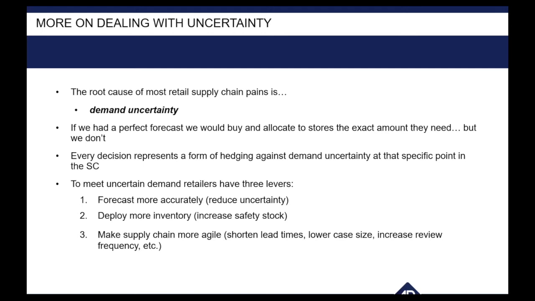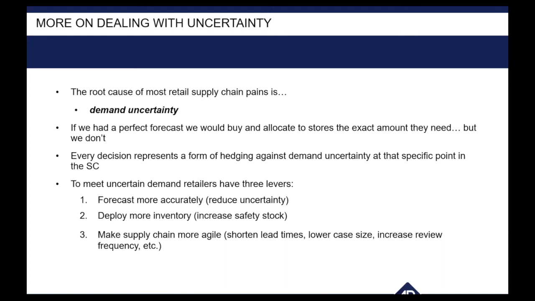For example, forecasting more accurately, whether we're investing more in the science or more labor, of course that costs money. Deploying more inventory, obviously that costs money because we're injecting more inventory in the system, and that's the primary cost that we're discussing here. Making the supply chain more agile is a very noble endeavor, but it also costs money. For example, shortening lead times may mean transitioning from train to freight, or from LTL to small truck delivery, and so forth, which costs money.